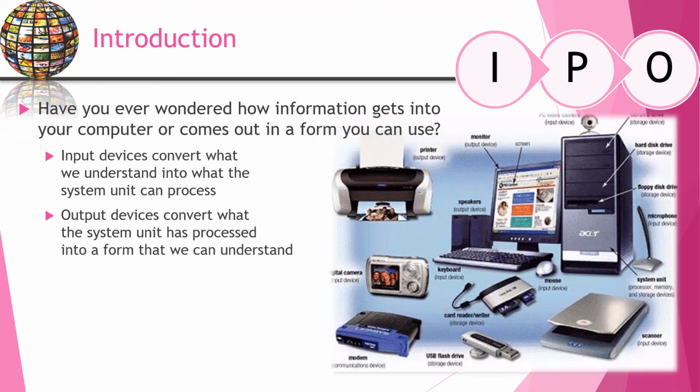Introduction for this chapter, we have seen the computer processing that involve three important steps, and the steps are listed there: I, P, O: input, process, and output. And you can see the notes there. It mentioned input devices convert what we understand into a form the system unit can process. Output devices convert what the system unit has processed into a form that we understand.